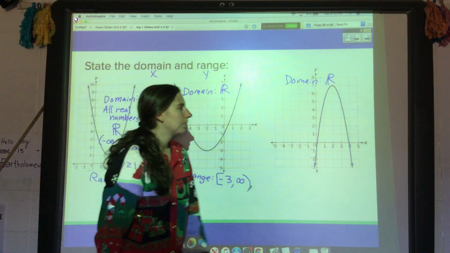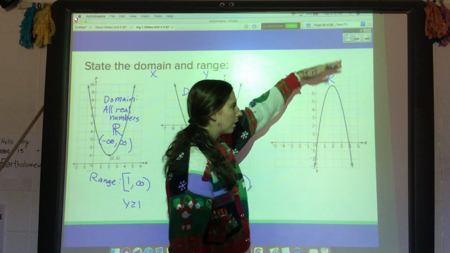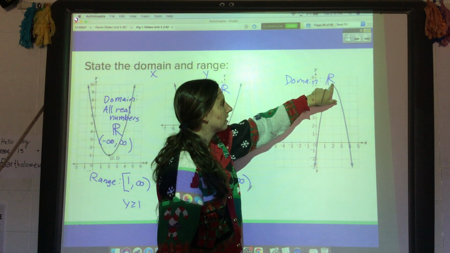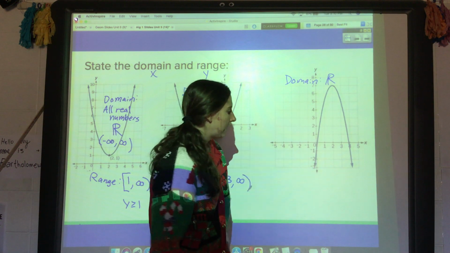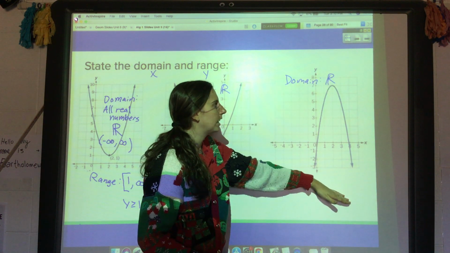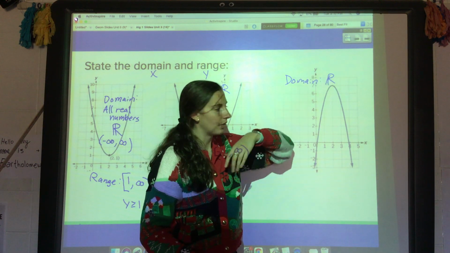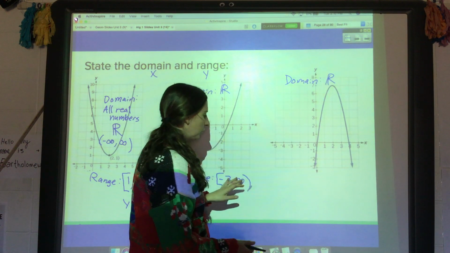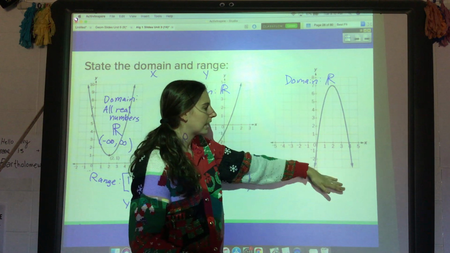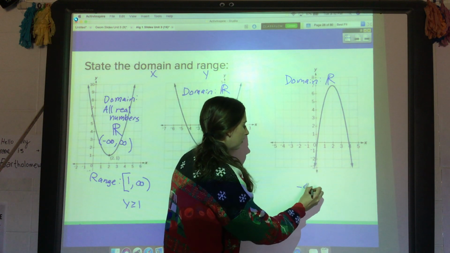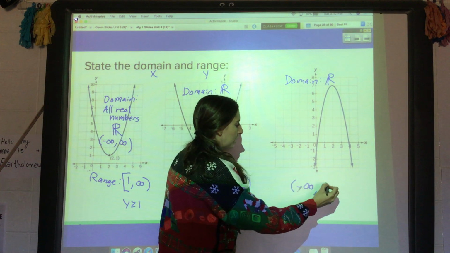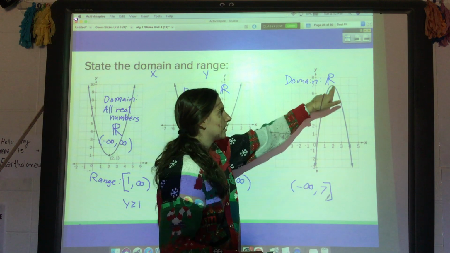On this one, it doesn't go up, it goes down forever, but then it doesn't go past 7. And so this one only goes from 7 to -infinity. It doesn't go above 7. When we write intervals, we always put the smallest number first. So rather than say 7 to -infinity, I'll say -infinity to 7. Again, we do include the 7 because it does hit 7.